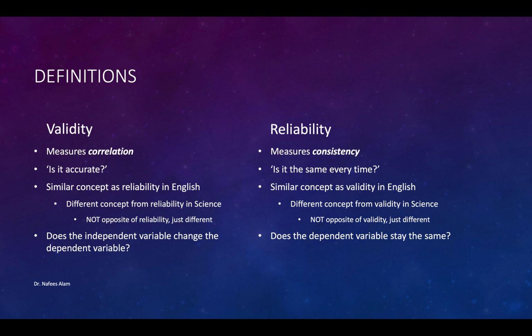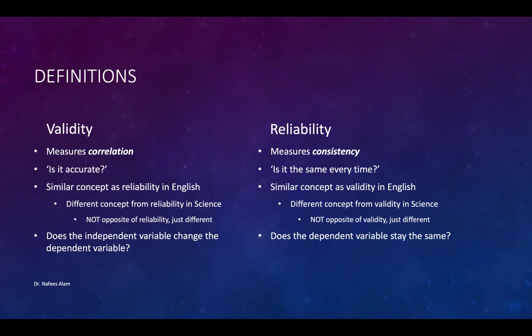Validity measures correlation, while reliability measures consistency. Validity asks the question of, is it accurate? Is it correct? Whereas reliability asks, is it the same every time? Again, they are similar concepts in the English language, but when it comes to the language of science, they're different concepts. But it's very important to understand that just because they're different concepts doesn't mean that they're opposite concepts. They're just different concepts.